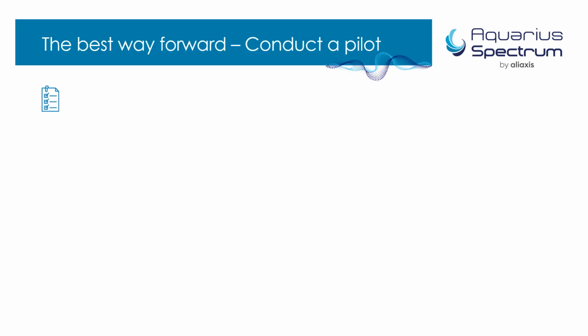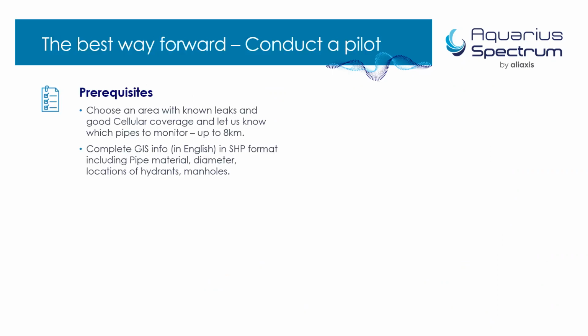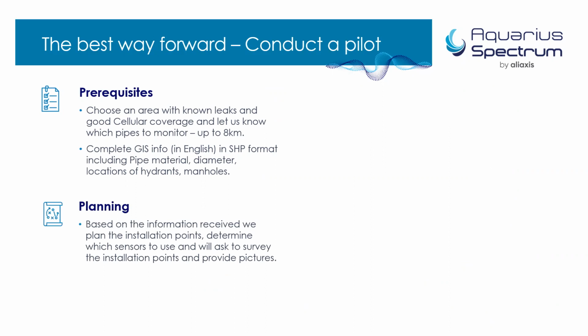Right. So maybe to conclude, the best way, of course, to engage with our customers is to conduct a pilot for a first engagement. So what we typically require for a pilot is our client to choose an area that is the leaking area and provide the GIS information in shape format. We basically include all this information into our analysis engine, in our platform, and that includes the pipe material, diameter, the locations of the access points above ground, underground.